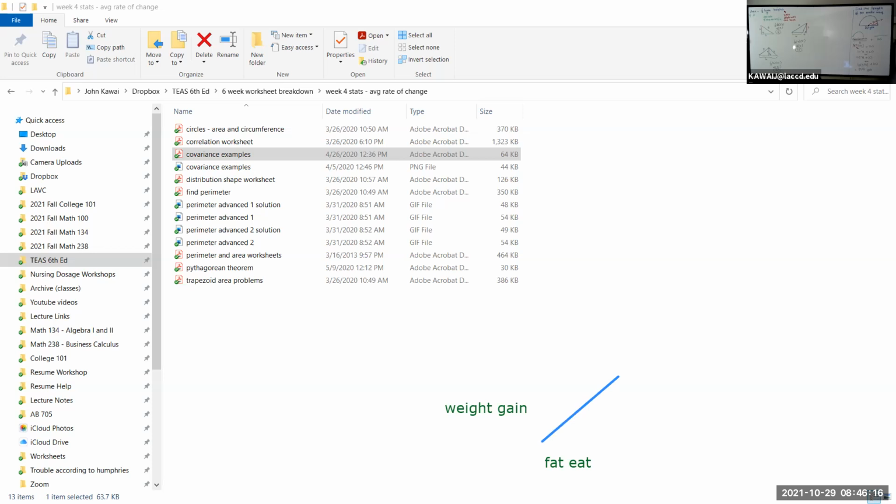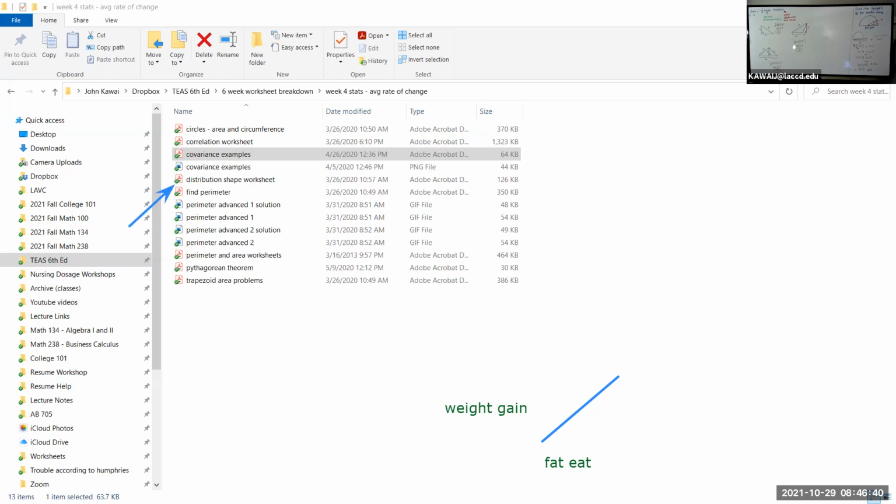Okay. Now, the closer this looks to like a line, like these are all samples, like I ate this much fat, this is how much weight you gained, right? Now, the closer this becomes to a straight line that goes up. Now, when we're talking about up, we're talking about looking at this from left to right.